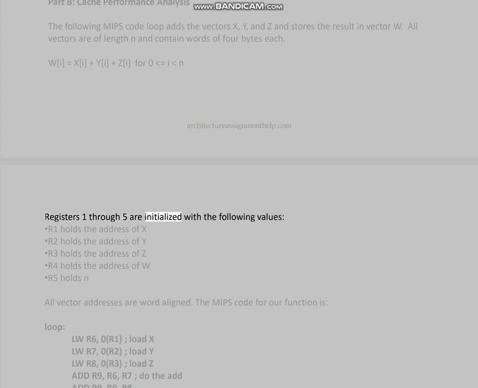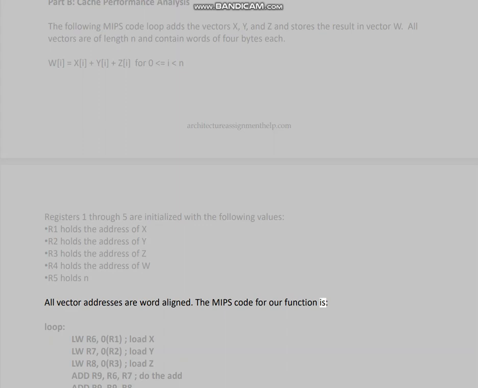Registers 1 through 5 are initialized with the following values. R1 holds the address of x, R2 holds the address of y, R3 holds the address of z, R4 holds the address of w, R5 holds n. All vector addresses are word-aligned.